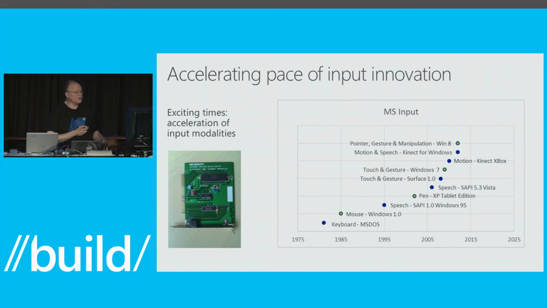And then finally, in Windows 8, we went back and we looked at all of the data points. The ones in green represent somewhat similar kinds of input.